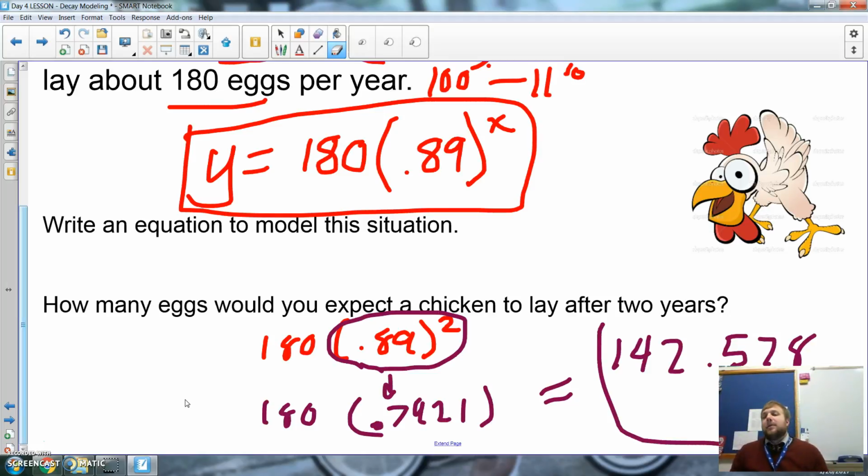Does that seem to make sense? If they start off at 180 eggs, 2 years later they're down to about 142 eggs. That makes sense. It just makes sense.